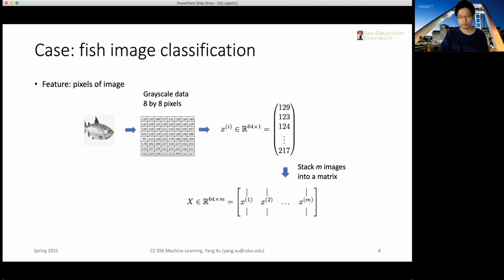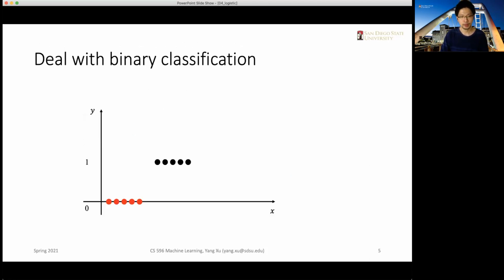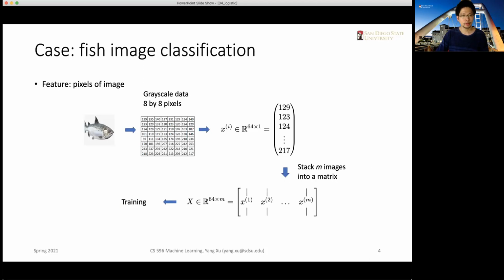Okay, so we will basically use this type of notation when we define the mathematical notations for logistic regression today. Okay, so what we care about is how we set up the training stage.